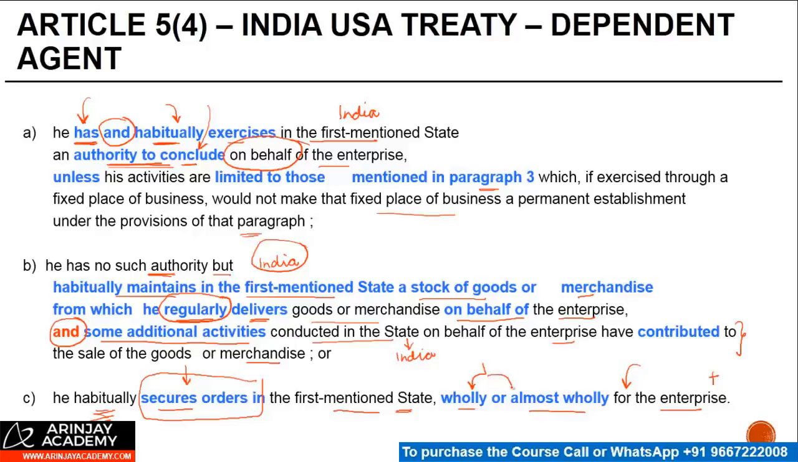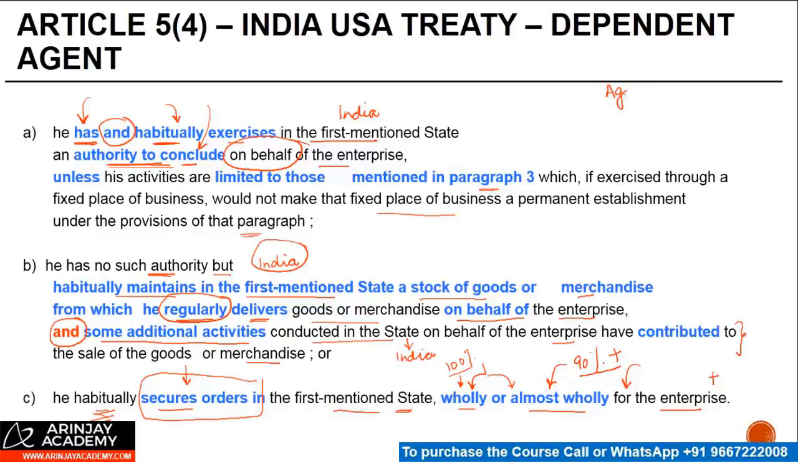Wholly or almost wholly has also been interpreted in several decisions. And what they have said is that it should be something like either 100% when you talk about wholly, and when you talk about almost wholly, it should be at least 90% or more. Unless this is the case, you cannot say that the agent is securing order wholly or almost wholly for the enterprise. Now, when you say wholly or almost wholly, what is going to happen?